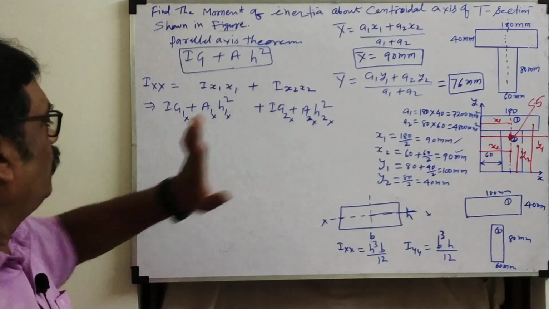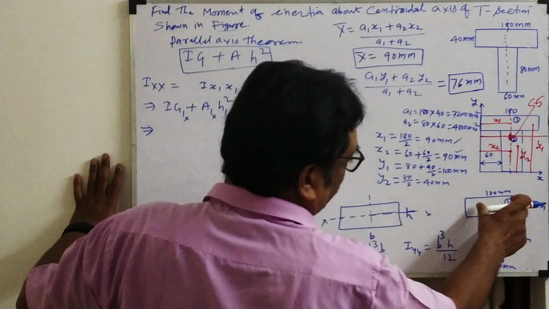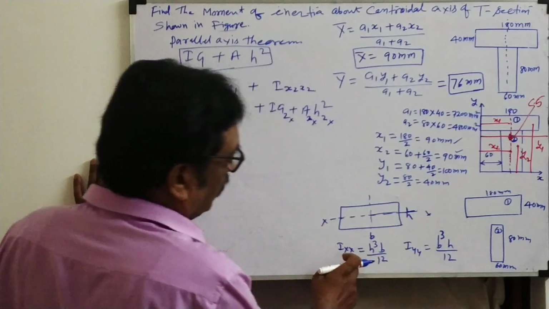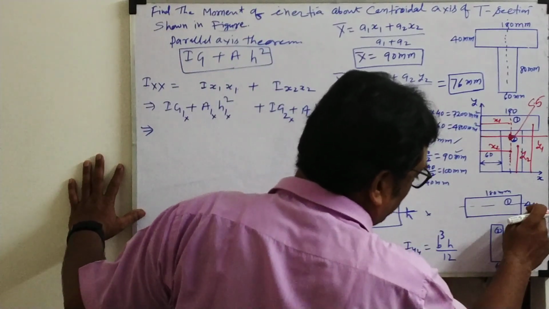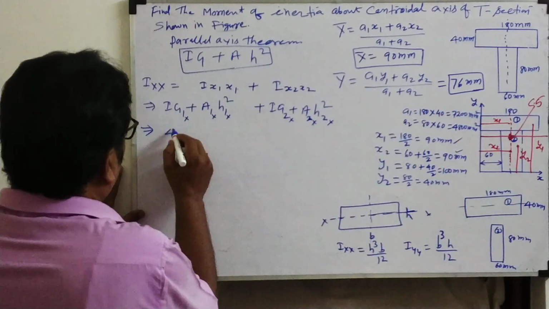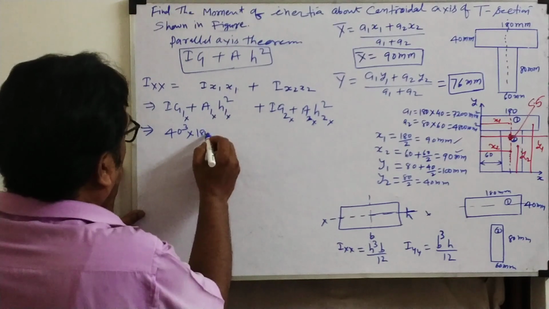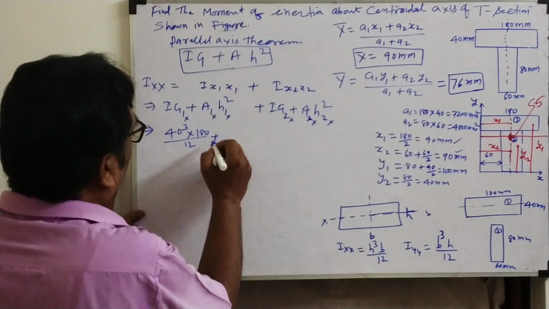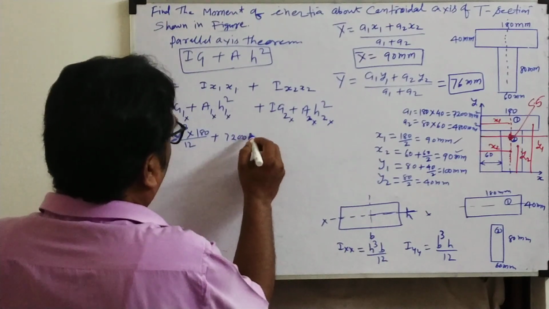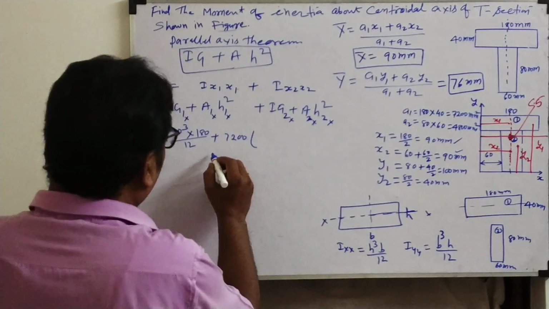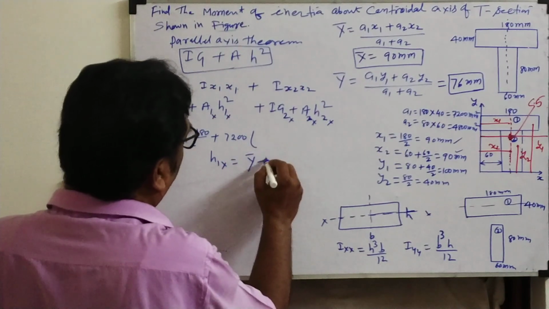Section 1, section 2. Now Ig1. I told you, this is section 1. What is Ig1? Now look here. Draw the horizontal line. What is getting crossed? 40 is getting crossed. Make the support 40, that means 40 cube. Then the other side, 180 by 12, plus area. Given area 7200 into, I'll write here h1x, nothing but y bar minus y1.